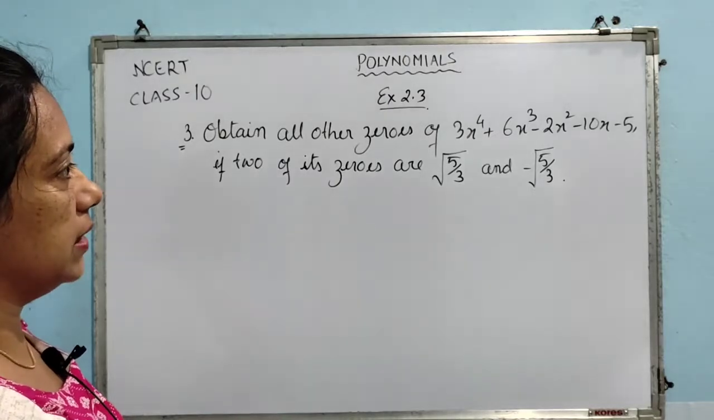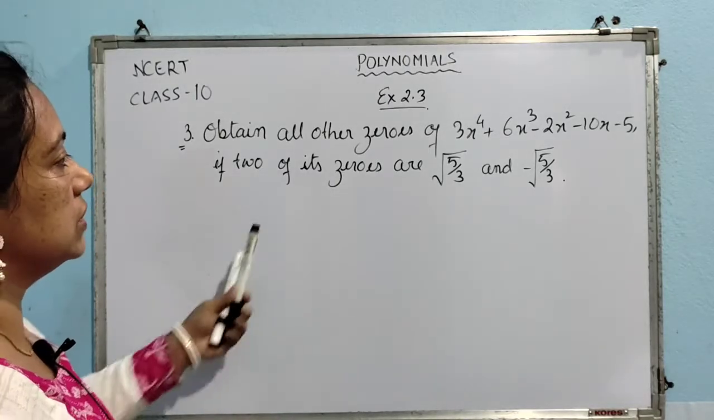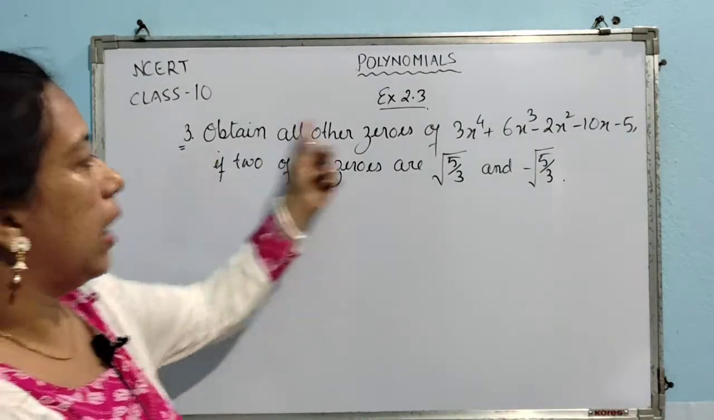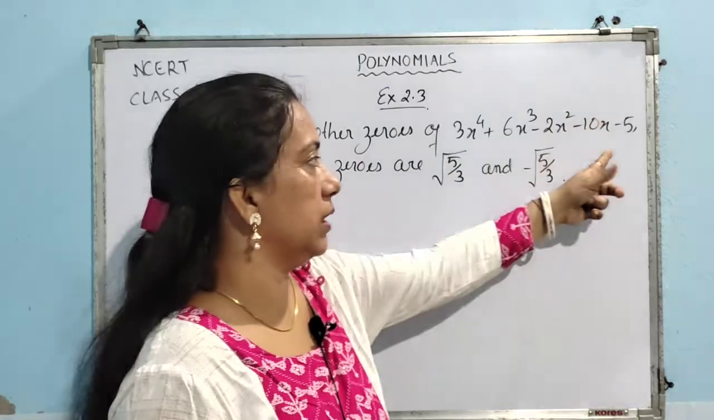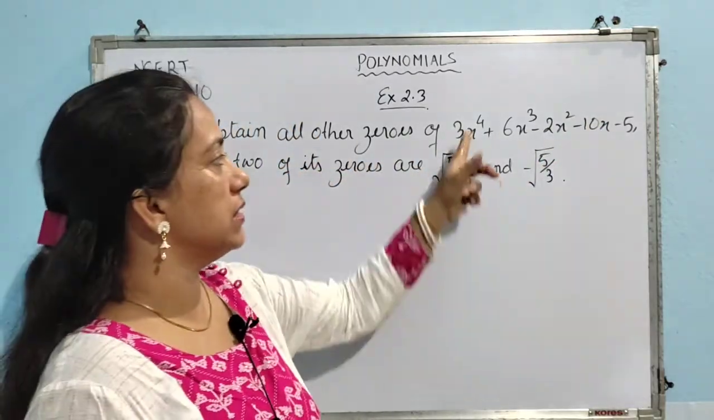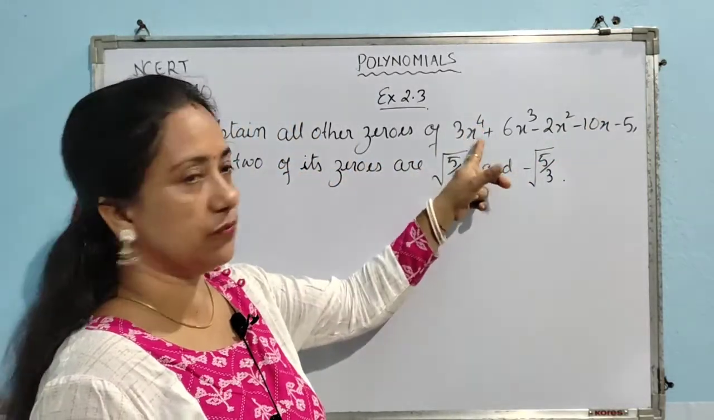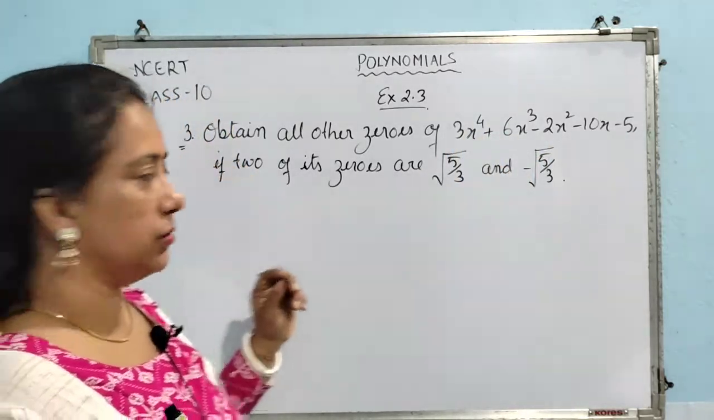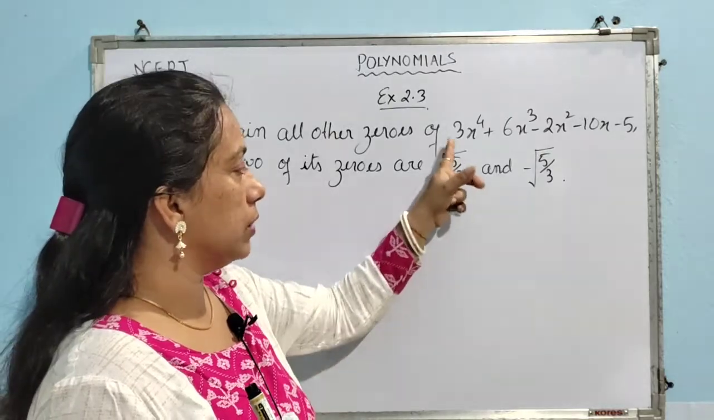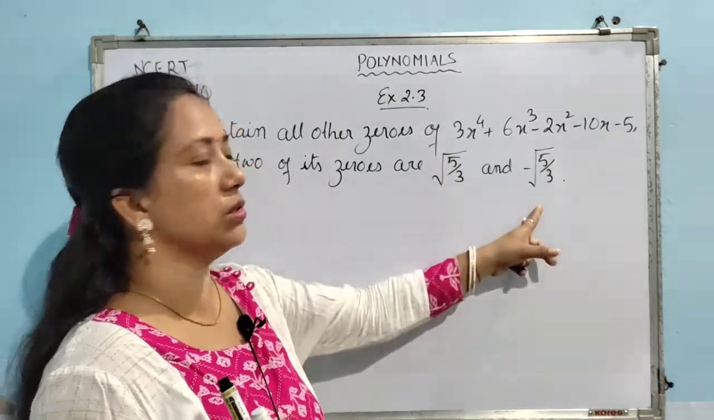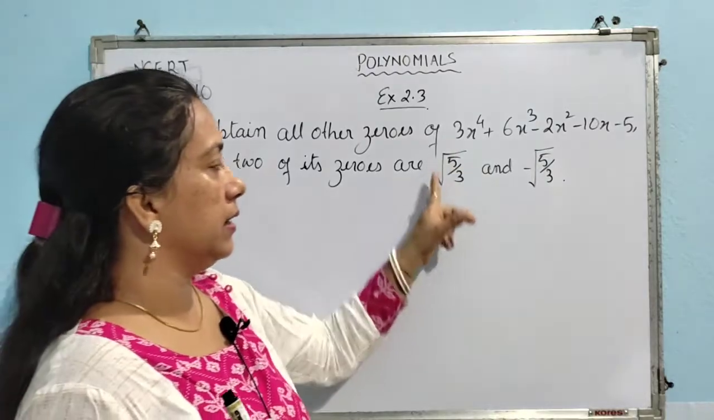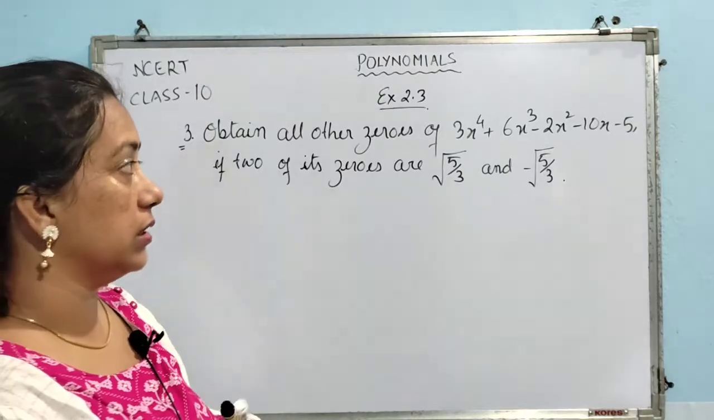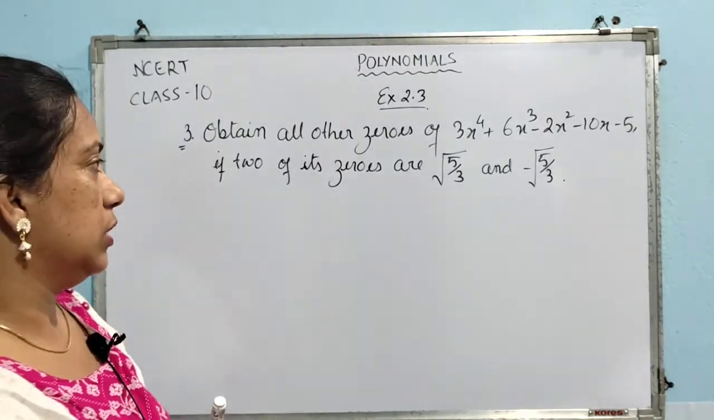square minus 10x minus 5 if two of its zeros are root 5 by 3 and minus root 5 by 3. So here our polynomial is this one, and they have told that 2 of its zeros are given. Since its degree is 4, it needs to have 4 zeros. Out of those 4 only 2 zeros have been given, and the other 2 zeros you need to find out.